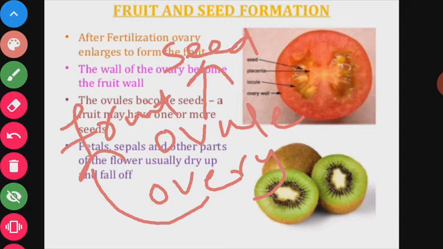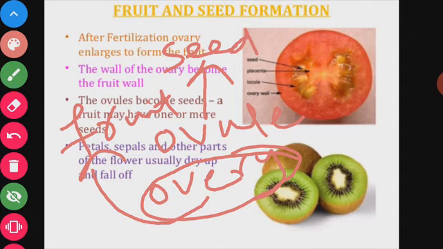As I have told you, a lot of changes occur in the ovary after the process of fertilization. The ovary enlarges in size and becomes fruit, and the wall of the ovary becomes thick and becomes the wall of the fruit. The ovules in the ovary become seeds. Now the rest of the parts, the non-reproductive parts, that is the petals and the sepals, and other parts of the flower, get dried and fall off from the flower.